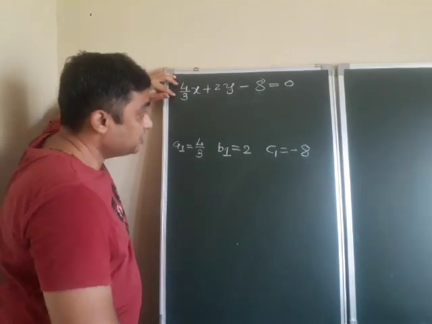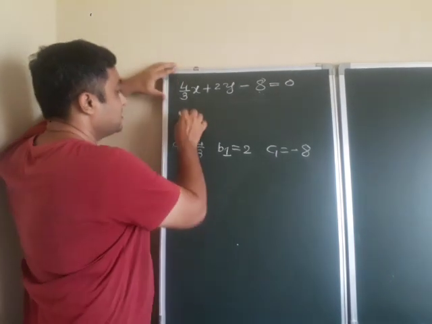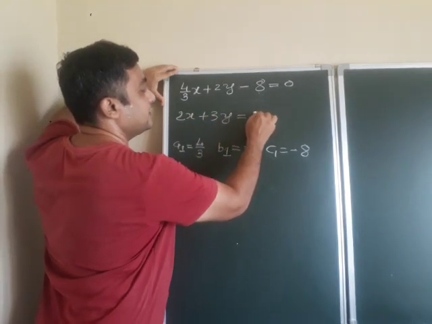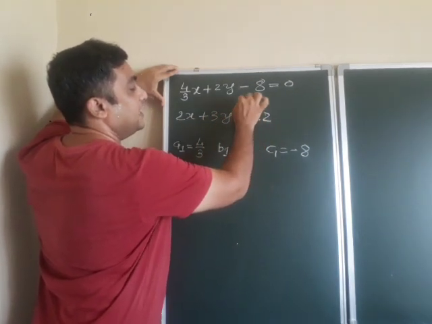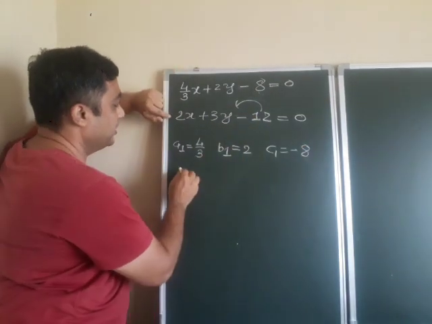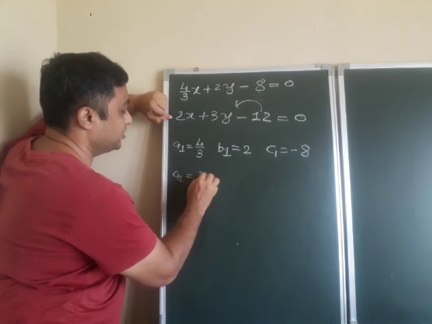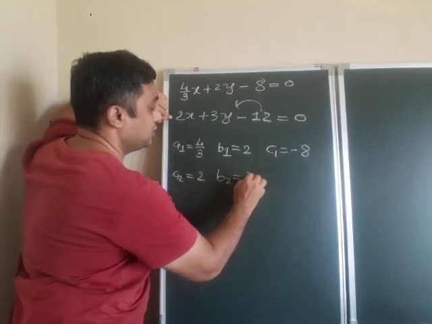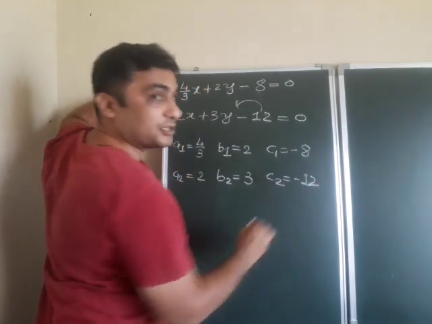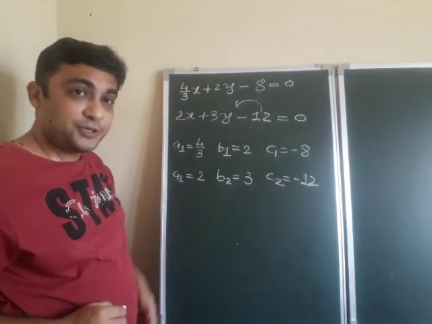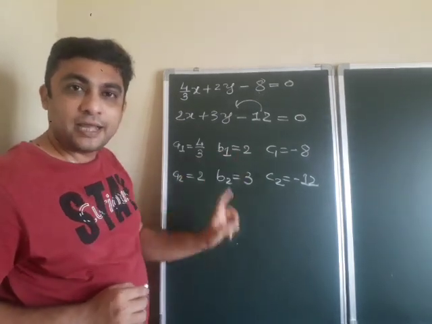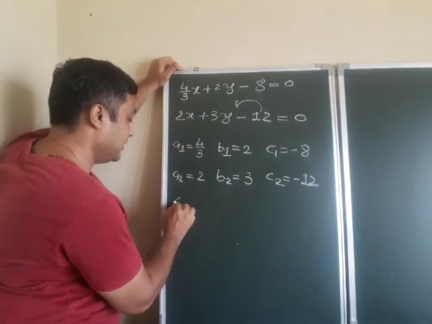Fine. The second equation is here, that is 2x plus 3y is equal to 12. This plus 12 I take to this side, so it becomes minus 12 is equal to 0. So here the coefficients are a2 is 2, b2 is 3 and c2 is minus 12. Fine. So the 3 coefficients are here. Now check the ratios: a1 by a2, b1 by b2 and c1 by c2.